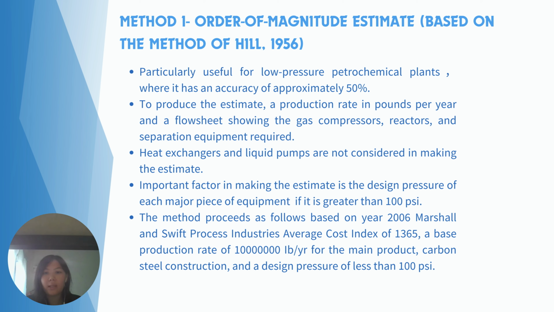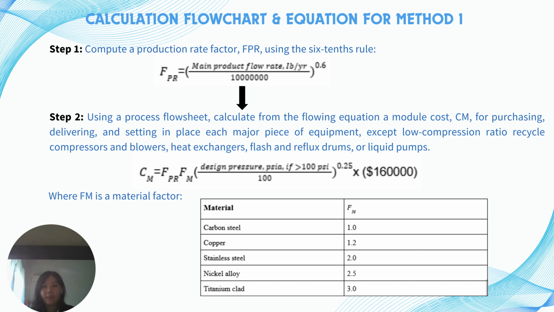The method proceeds as follows, based on the year 2006 Marshall and Swift process industry average cost index of 1,365, a base production rate of 10 million lb per year for the main product, carbon steel construction, and a design pressure of less than 100 psi. Next, I will explain the calculation flowchart and equations for method 1.